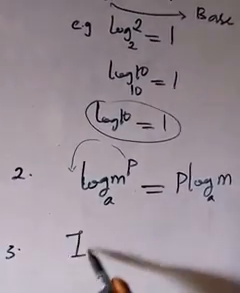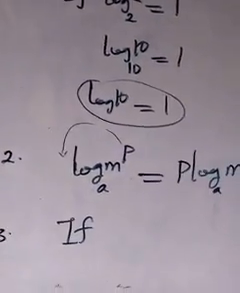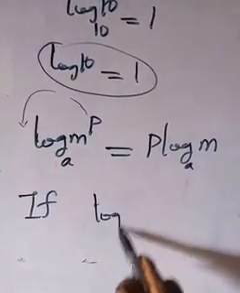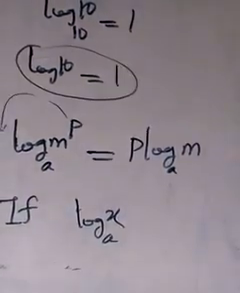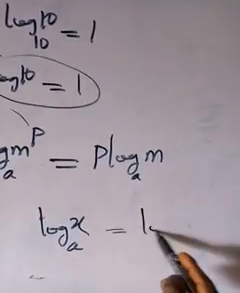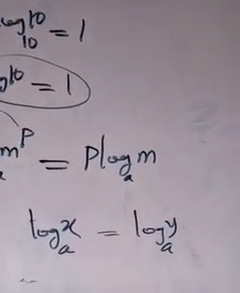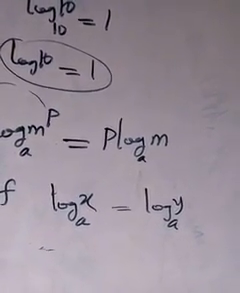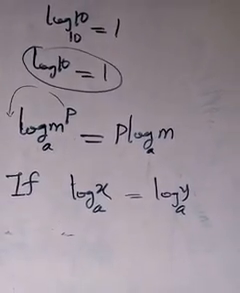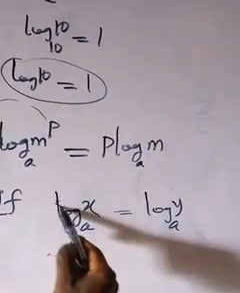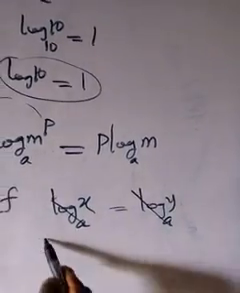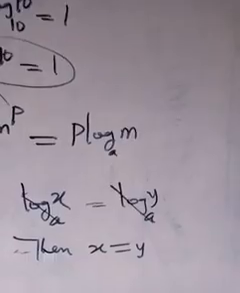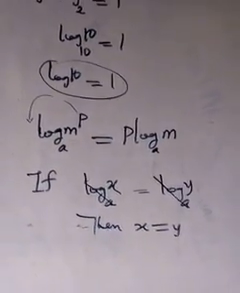Then number 3 is, if log s base a is equal to log y base a. If you look at it very well, you will see that both sides of the equation have the same base. Here we can remove the common logarithm. Then s is equal to y.